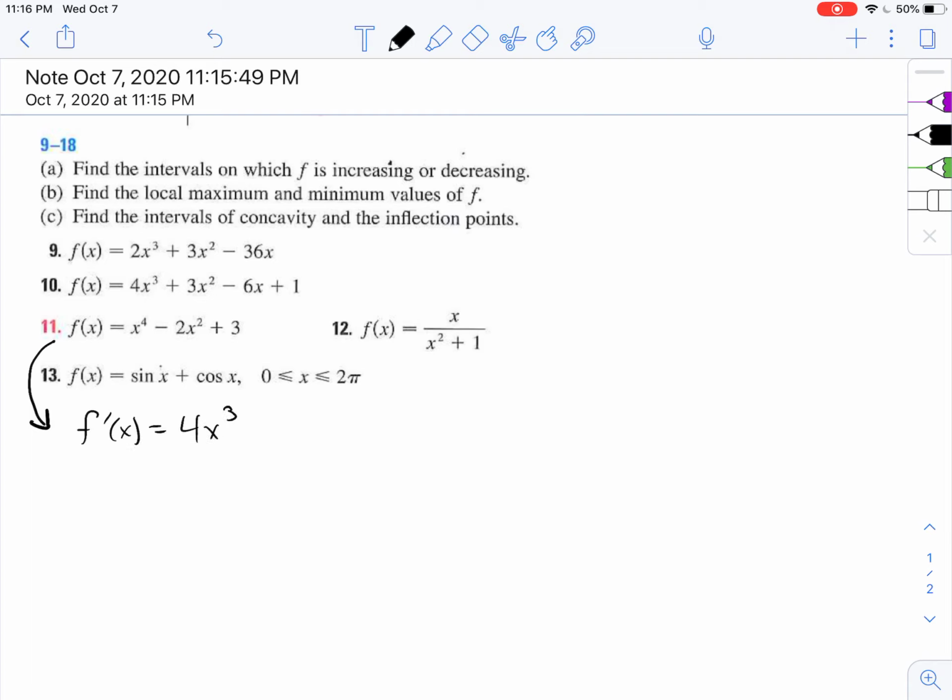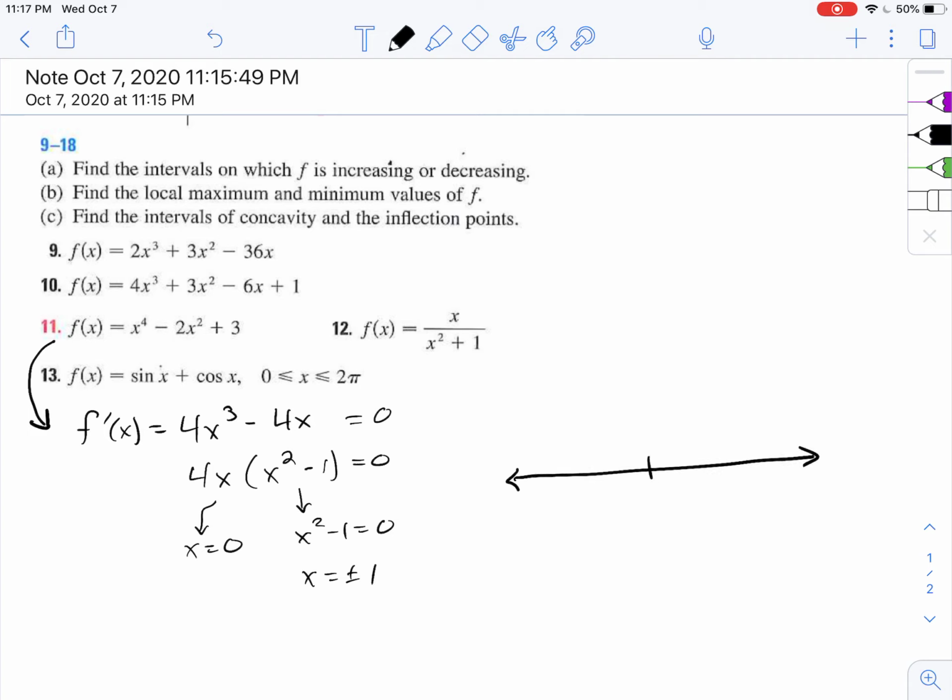You get 4x cubed minus 4x, and then you set that equal to 0. Now I can factor out 4x from both of these, and I'm left with x squared minus 1. And so this gives me x equals 0, and x is equal to plus or minus 1. So those are my critical numbers. I'm going to put them all on the real number line: 0, 1, and negative 1.